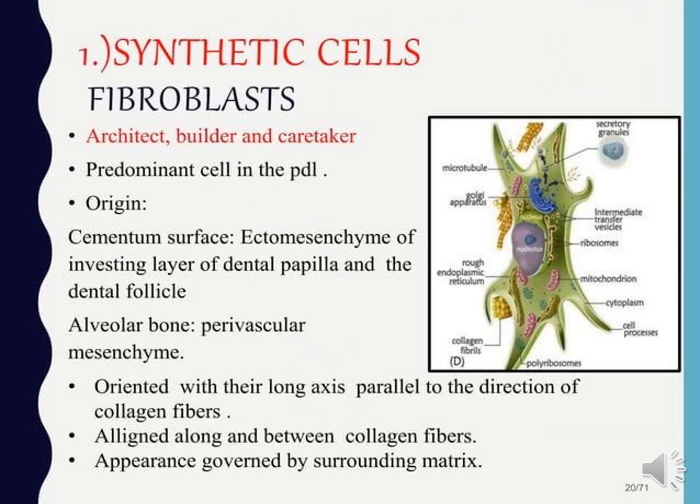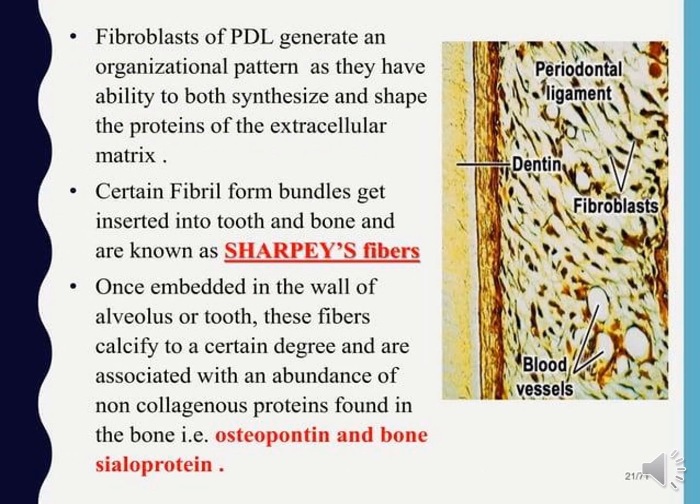Synthetic cells like fibroblasts are basically the architect, the builder, and the caretaker. They are the predominant cells in the PDL, and their origin is from the cementum surface, which is the ectomesenchyme of the investing layer of dental papilla and dental follicle, and from alveolar bone and perivascular mesenchyme. The fibroblasts are oriented with their long axis parallel to the direction of collagen fibers, aligned along and between collagen fibers, and appear governed by the surrounding matrix.